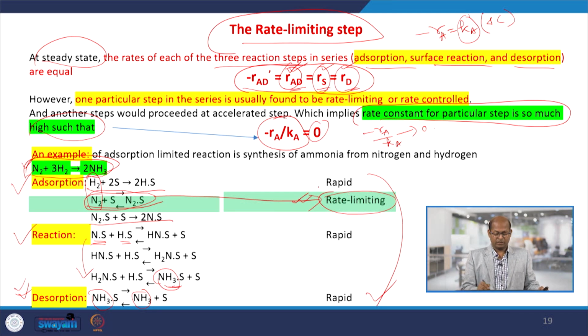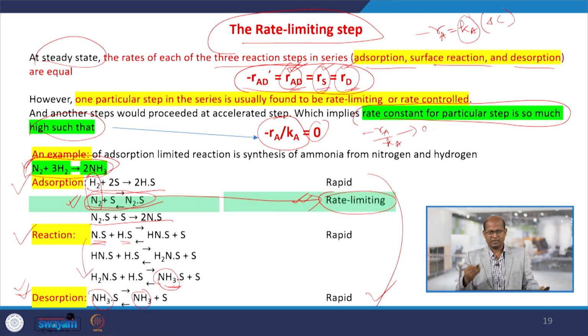So, it may be the rate limiting step. We do not know that, but we can guess one at a time, and based on that, the overall rate equation will be developed. Once that rate equation is fitted with the experimental results, we can say that the guess we made was correct. If it does not fit with the experimental results, then our initial guess was wrong.